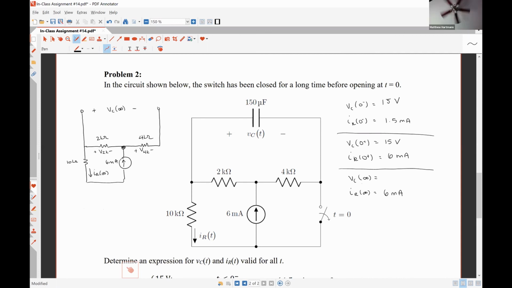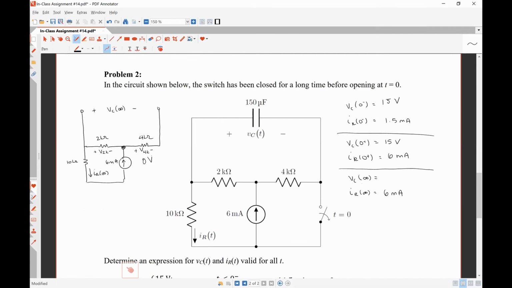I'm going to re-ask my question. How much current is flowing through the 4 kilo ohm resistor? Zero current. So if there's 0 current flowing through a resistor, what's the voltage drop over the resistor? 0 volts. All right. How much current is flowing through the 2 kilo ohm resistor? 6 milliamps. All righty. So is that current flowing into the positive polarity terminal or the negative polarity terminal of the 2 kilo ohm resistor?